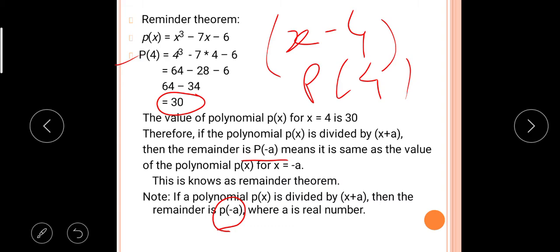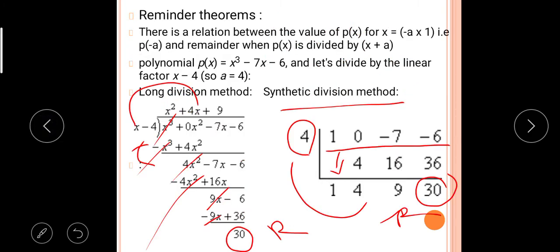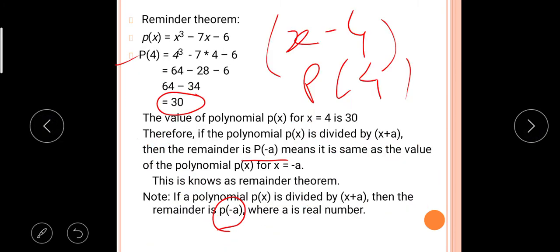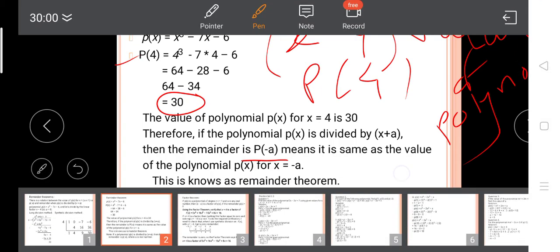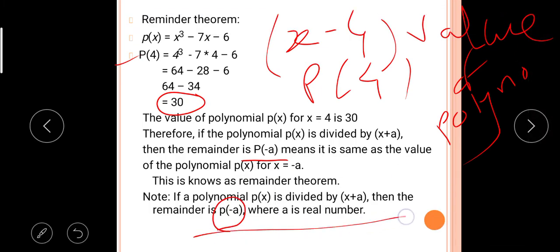Because the long division method all of you know very well, synthetic division also very well, and what is this? This is a value of the polynomial, nothing else. If you are observing the value of a polynomial, this is called the remainder theorem.